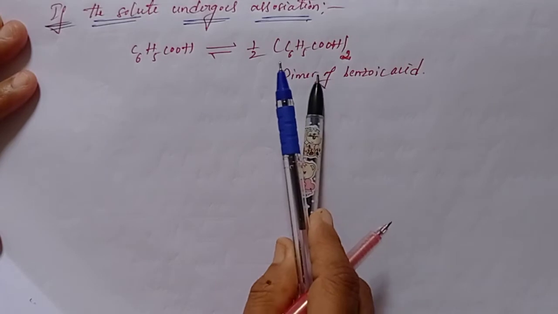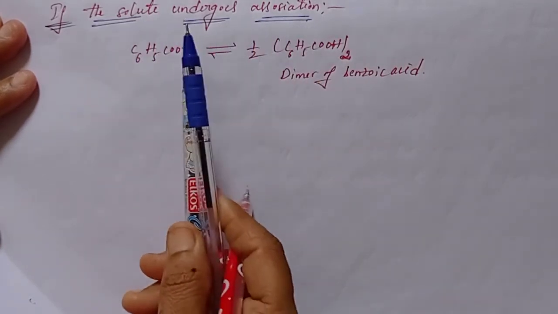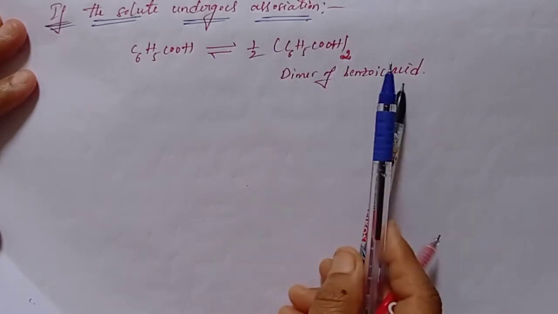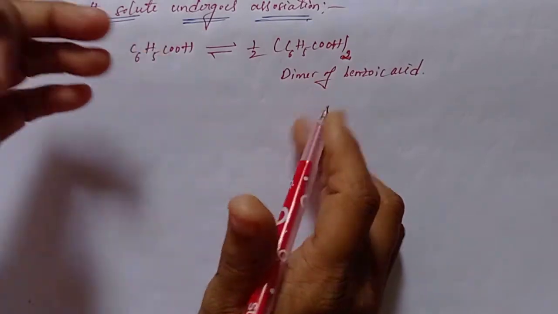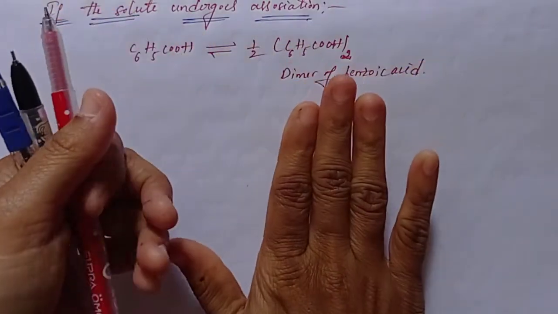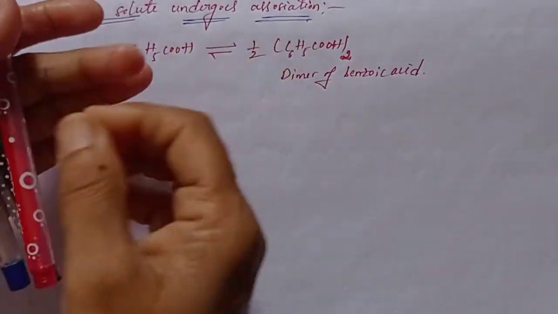It produces a dimer. That means here benzoic acid, one more, is combined with benzoic acid, and it produces a dimer of benzoic acid. Clear this one, dimer? Now coming to the number of moles, when we are taking the colligative properties, you have to consider only the number of moles. This is 1 mole, this is half mole, correct?